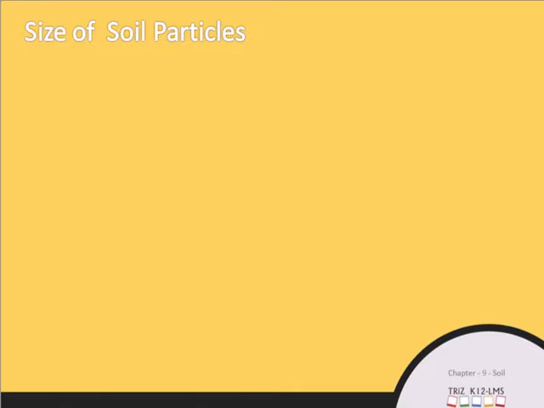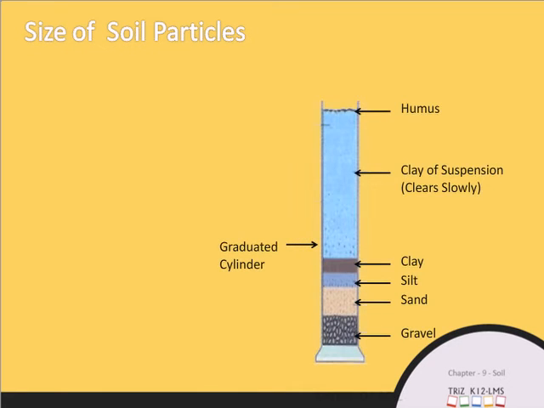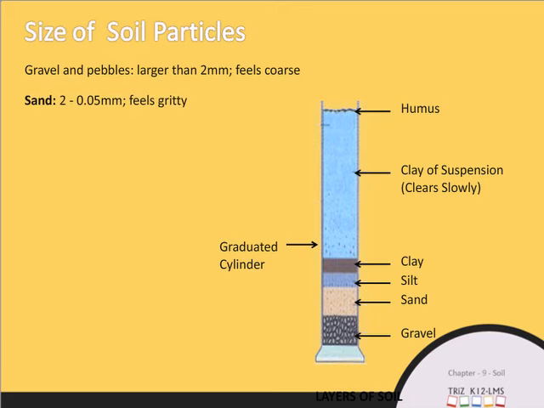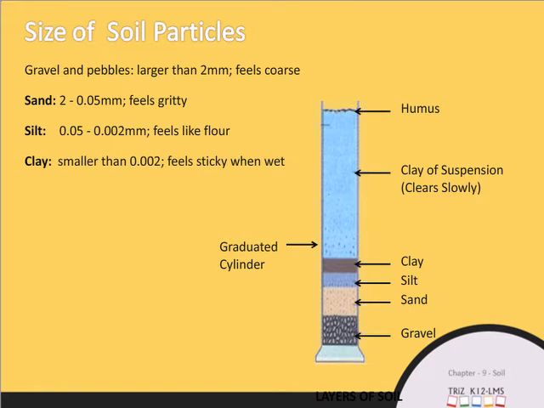Size of soil particles. Gravel and pebbles: larger than 2 mm, feel coarse. Sand: 2 to 0.05 mm, feels gritty. Silt: 0.05 to 0.002 mm, feels like flour. Clay: smaller than 0.002 mm, feels sticky when wet.